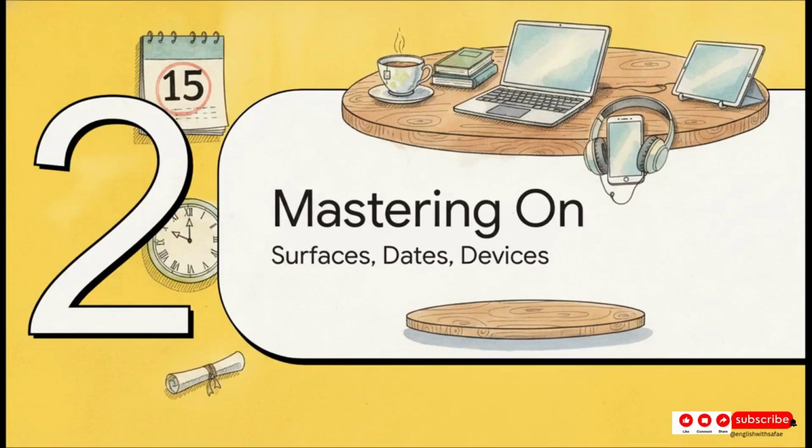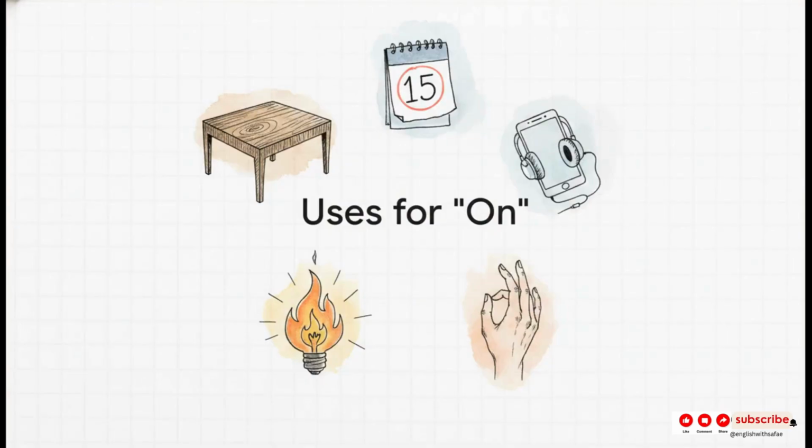Moving to Section 2, Mastering On, Surfaces, Dates, and Devices. To make this easier and reduce cognitive load, we can chunk the word on into 5 clear buckets. You use it when talking about surfaces, specific days and dates, devices or machines, parts of the human body, and finally, the state of something. Honestly, just memorizing these 5 categories eliminates a massive amount of the guesswork.